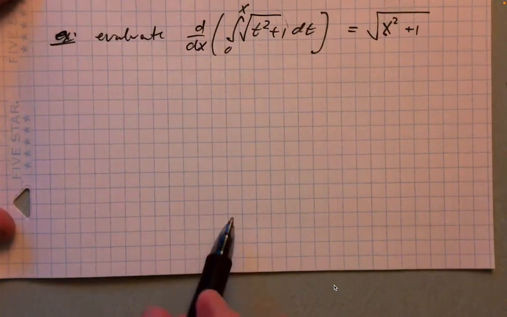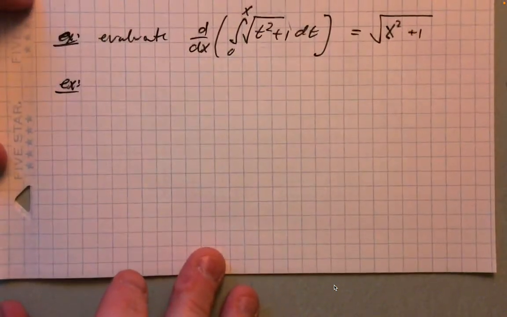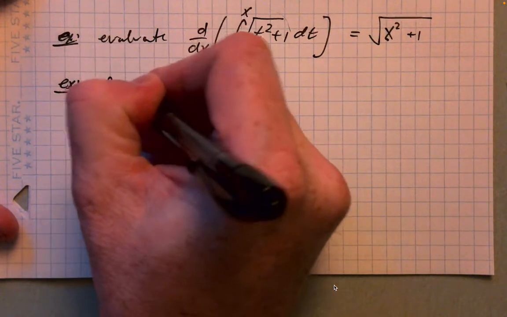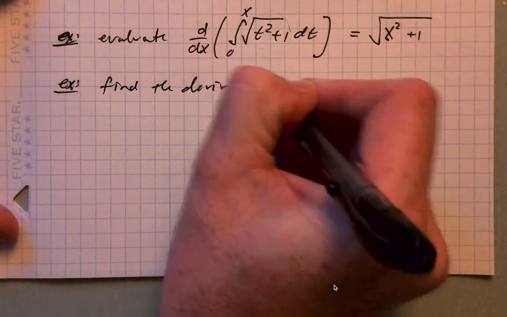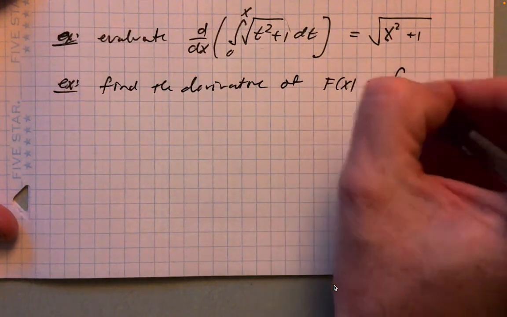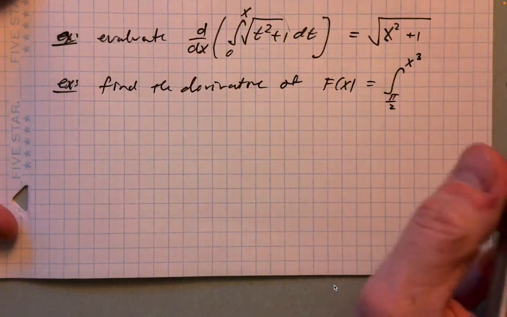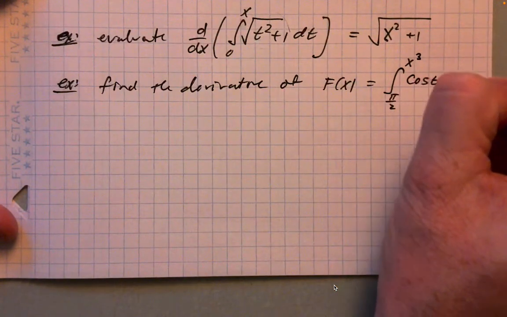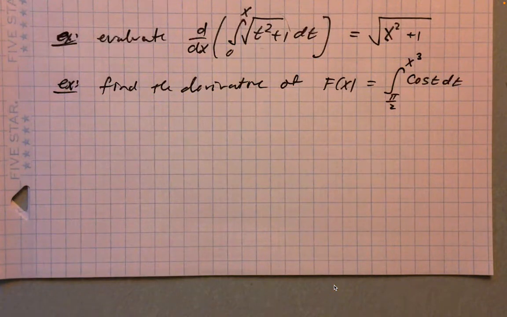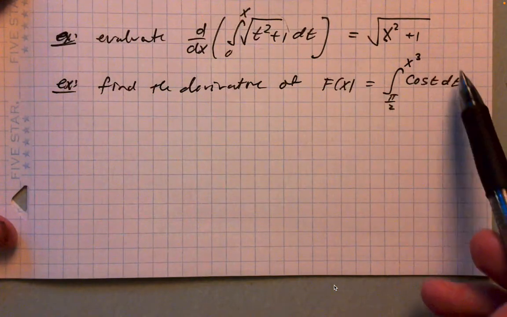So let's talk through this example, which I think is probably where we'll end it, but this is a more complicated example. Say we want to find the derivative of f of x equals the integral from the fixed value pi over 2 up to x cubed of cos t dt. Okay, so this is an accumulation function. The upper limit just happens to be a cubed value. So what you can do is think of this as a composite function, right?